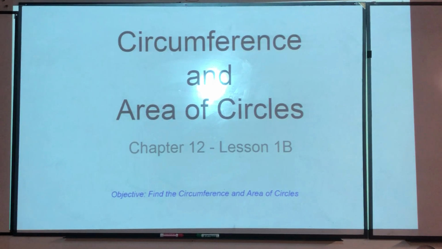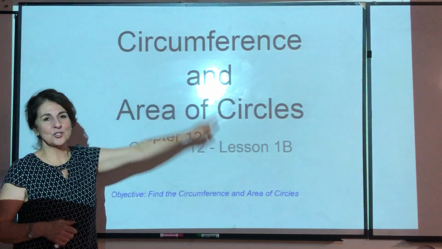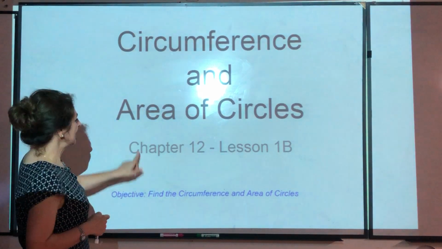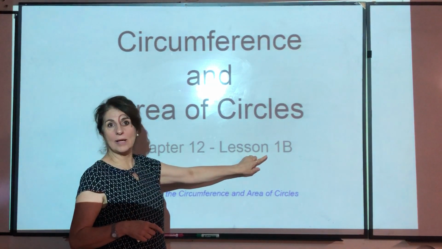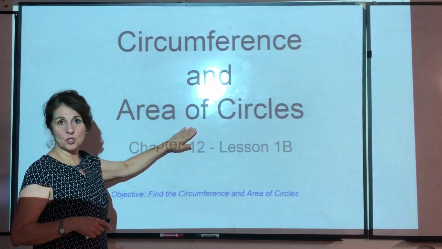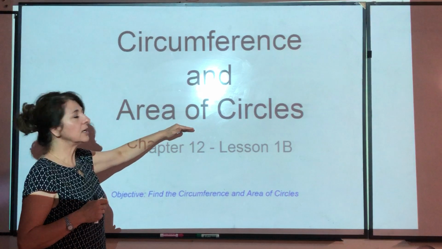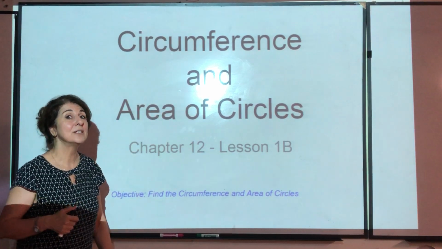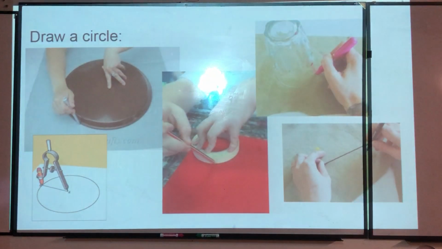Hi, welcome back. Now we are changing chapters. We're going to go back to geometry. So now we are going to see chapter 12, and this is lesson 1B, talking about circumference and area of circles. I know we've seen this before when we studied geometry, but we are going to have a quick recap today. So the first thing we're going to see is circles.